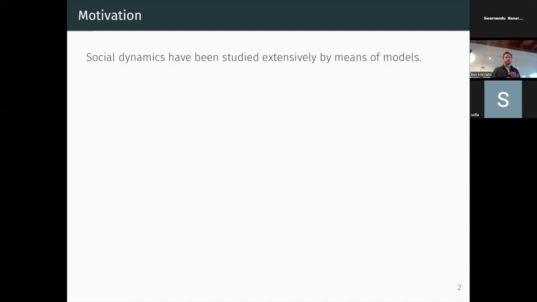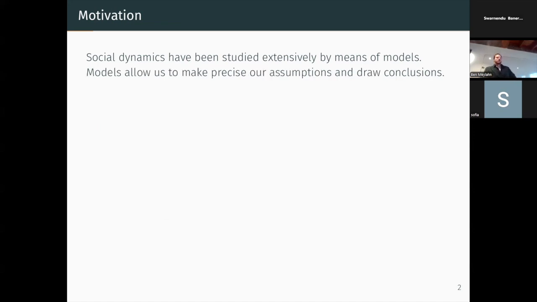So the motivation for why we might want to do this: social dynamics have been studied extensively, especially by means of models. Why would we do that? Models allow us to make precise what we mean, what our assumptions are, and then we draw the conclusions based on these assumptions. So we interrogate our assumptions and check whether it is really true what we believe as the premise. And once we've confirmed that, we study the model and draw conclusions and say, well, if this is how it is, this can emerge as a result of that.